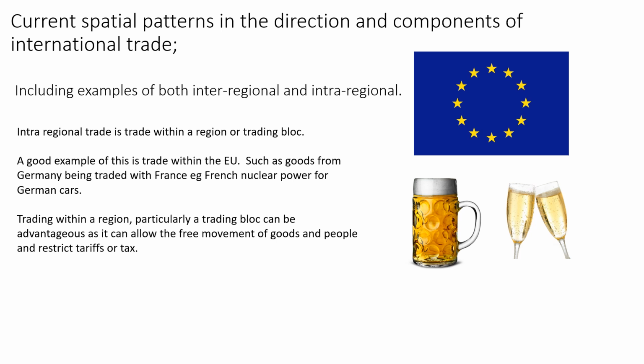We also find that we have trade within intra-regional. So different countries within Europe are well known for different products, like champagne from France or beer from Germany or racing cars from Italy, and they will trade those with each other. So really good, strong trade within a particular area.